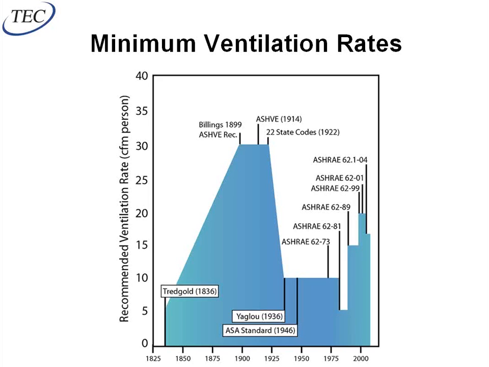And then in 1999, we went to 20 CFM per person. And it stayed that way until 2004. In 2004, we switched it a little bit, and we stopped looking at CFM per person, and we started looking at CFM per person plus CFM per square foot. So one portion of the ventilation to take care of the occupant odors, and one portion to take care of off-gassing of furniture and carpets and things like that.